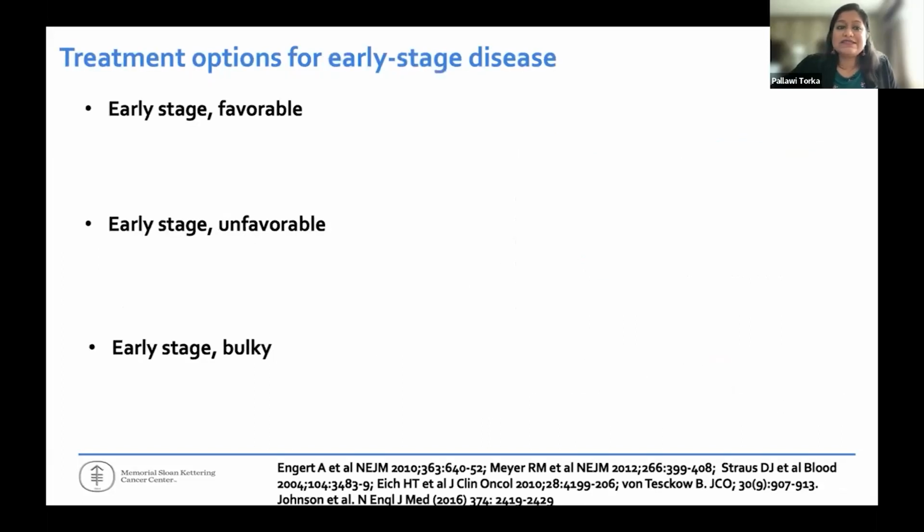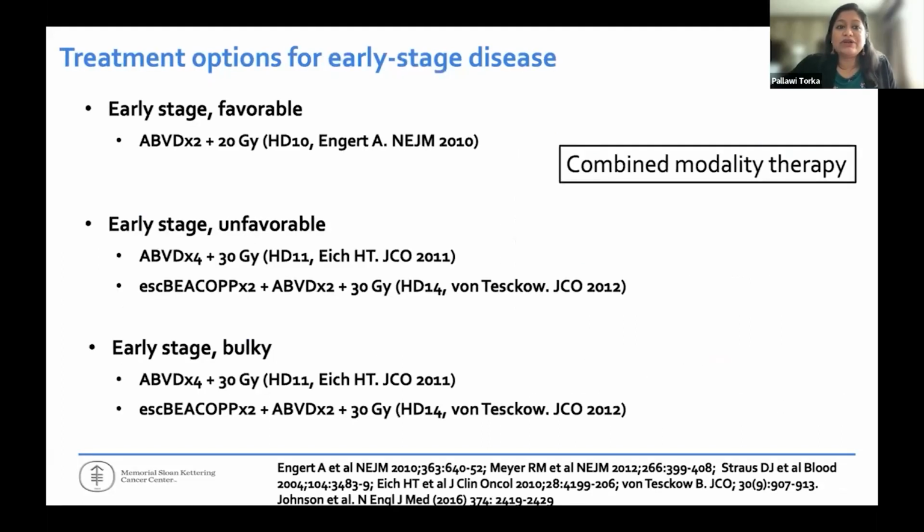So based on these 3 studies, basically what you can do is for early stage favorable, you're good with ABVD times 2 with 20 gray. For early stage unfavorable, you can choose ABVD times 4 with 30 gray. Or if you're really, really worried about the patient, you can do escalated VCOP times 2, ABVD times 2 plus 30 gray. And the same for early stage bulky.